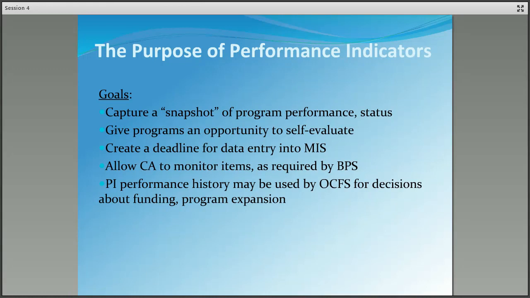For central administration, PIs are an opportunity to monitor several key items in the best practice standards. CA is required to monitor system-wide performance on many items to ensure statewide implementation quality and adherence to the BPS. These PIs are one way in which CA can determine current performance on some of these items. And finally, PI performance history may be used by OCFS as one factor in making decisions about program expansions or funding.